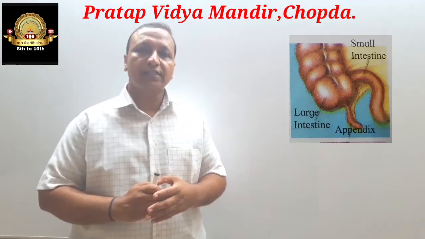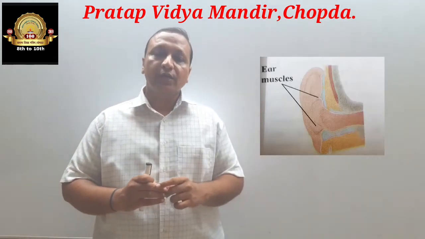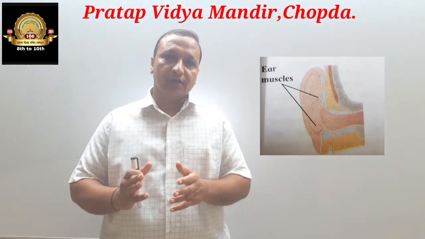Then our second example is the muscles of the ear pinna, which are useless to human beings, but useful to monkeys, cows, and elephants for the movement of their ear pinna. Then the third one is various vestigial organs like the tailbone, that is the coccyx. Then wisdom teeth and body hairs are present in the body of human beings.